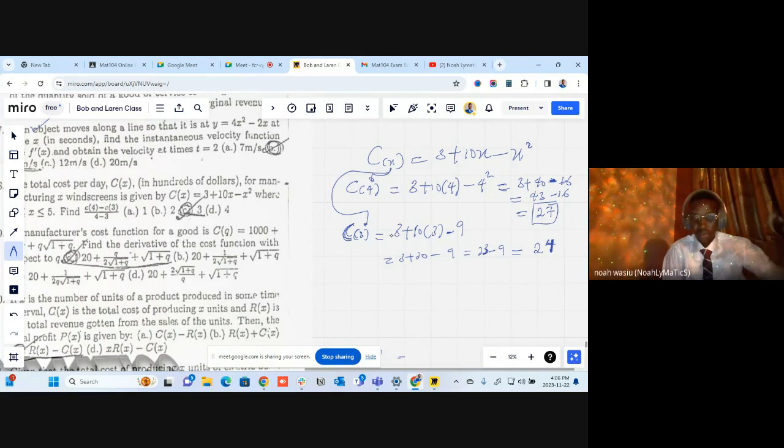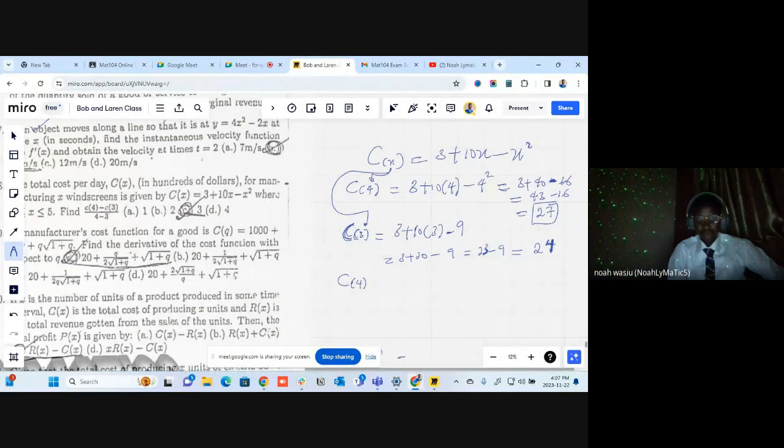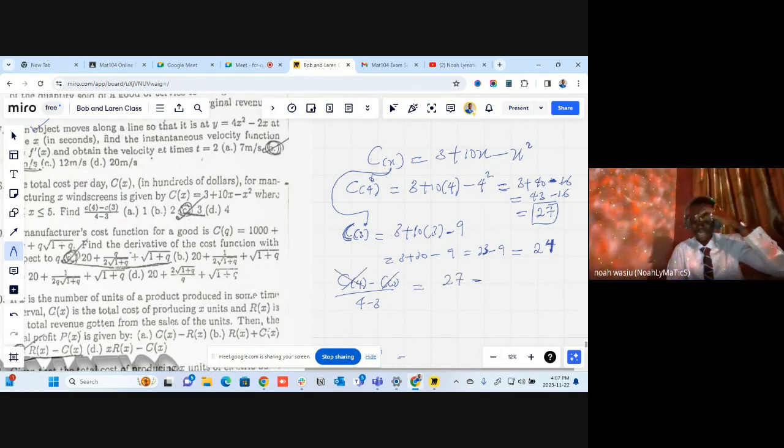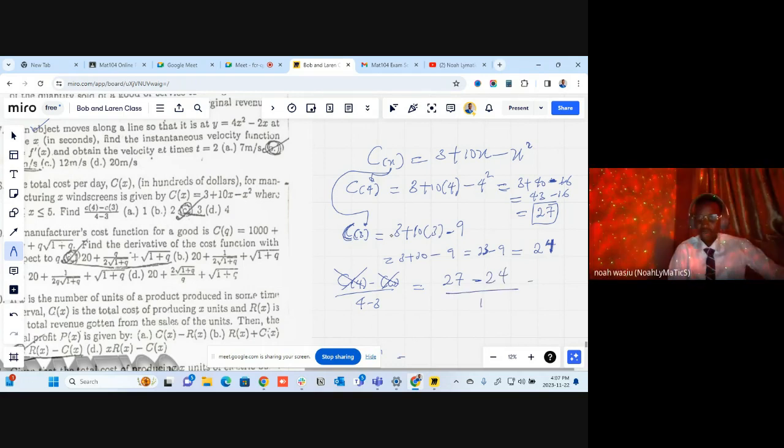That should be 24. So if I now want to evaluate C4 minus C3 over 4 minus 3, that implies that my C4 here is 27. My C3 here is 24, divided by 4 minus 3, which is 1. 27 minus 24, that is 3. And this is the answer here, correct.